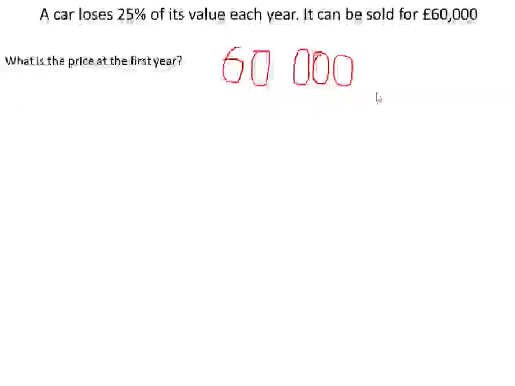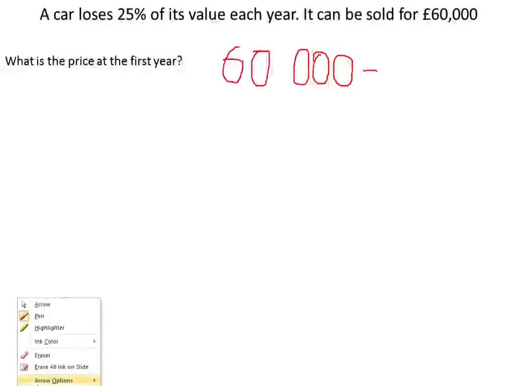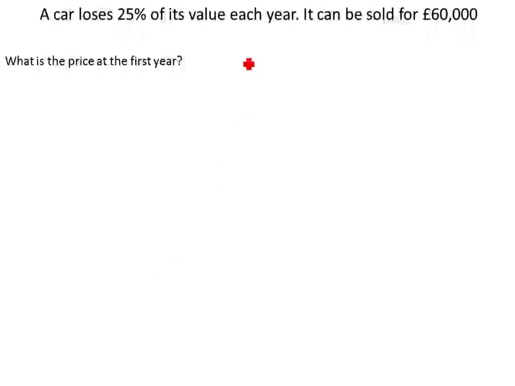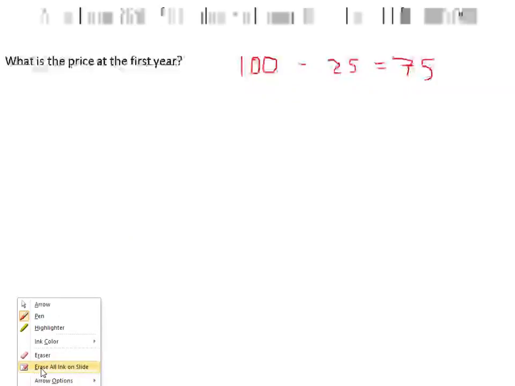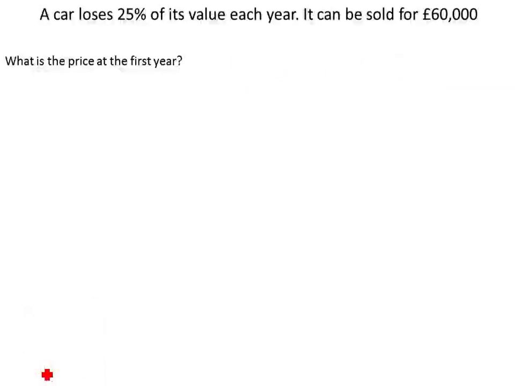Now, most people would just say 60,000 minus and then do the calculation of 25% of 60,000. But, in essence, all of that is 100% of the item minus 25% of the item, which equals 75%. But we don't want to be using 75% because that's going to get a bit weird, in case we might have some abstract numbers. So we'll use 0.75, and then we can just multiply that by 60,000.